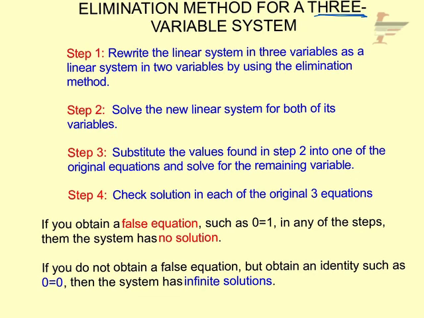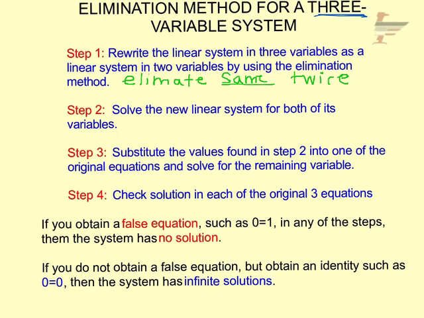Okay, so step 1 is rewriting the linear system in 3 variables as a linear system in 2 variables by using the elimination method. Now when you do this, I'm just going to put in a little disclaimer: you're going to eliminate the same variable twice. That's probably obvious. You don't want to eliminate x once and then suddenly turn around and eliminate y, because you'll still have x, y, and z in your 3 equations. So eliminate the same variable twice to get rid of that variable completely.